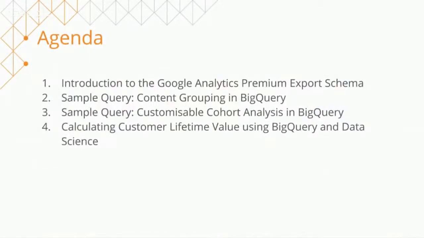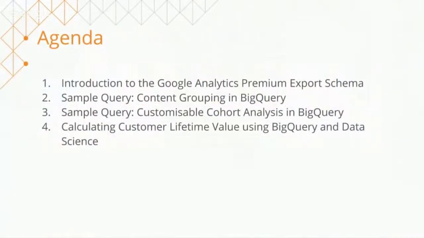With that, let's take a look at the agenda. We're going to start with an introduction to the GA Premium export schema. Then we're going to look at a sample query around content grouping in BigQuery. After that, we're going to get a little bit more in depth and go into a customizable cohort analysis in BigQuery. So that's the next step of the types of analysis and the really powerful things that you can do in BigQuery. At the end, Rhys and Breen have something very special for us, where they are calculating lifetime value using BigQuery and some pretty cool data science stuff. With that, I'm going to hand it off to Breen, and we're going to dive in.